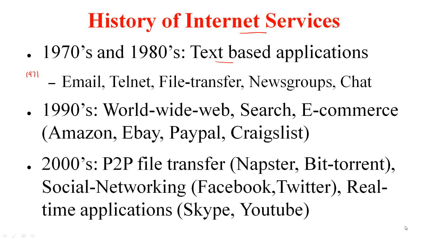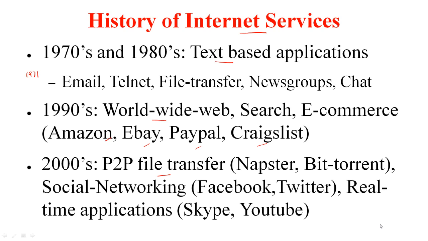The 1990s saw another disruptive application in the form of the World Wide Web. Later, we saw Google search, and a lot of e-commerce services provided by Amazon, eBay, PayPal, Craigslist, and so on. The late 1990s and early 2000s saw another killer app, which was peer-to-peer file transfer. At that time, this service accounted for nearly 75% of the internet traffic.